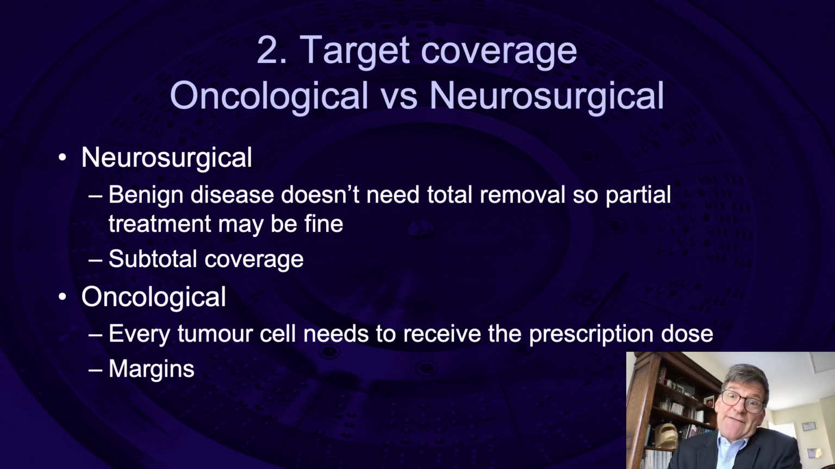So if I work with neurosurgeons, they'll say, well, benign disease doesn't need total removal, so partial treatment may be fine. If we leave a little remnant of a vestibular schwannoma on one of the cranial nerves, it tends not to grow back. So in the same way with SRS, we can have a similar philosophy. So subtotal coverage is fine, while the oncological philosophy tends to be that every tumour cell needs to receive the prescription dose. And that's where margins come into play.